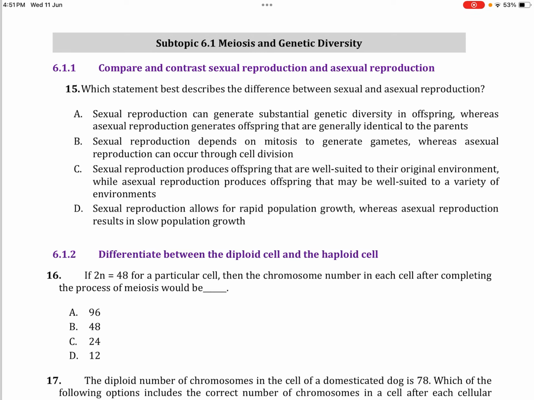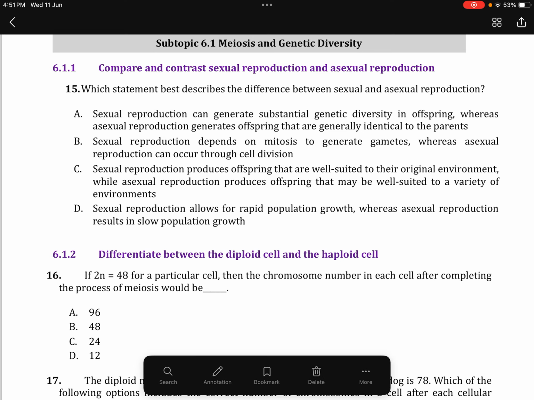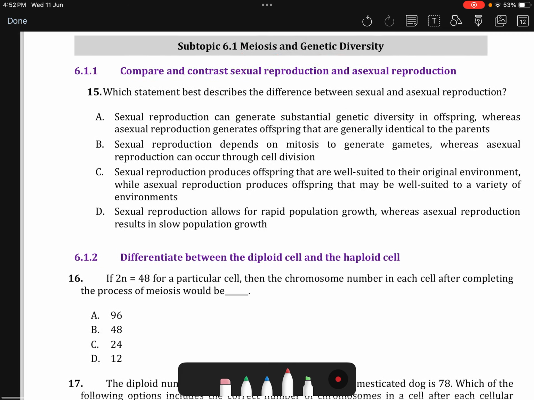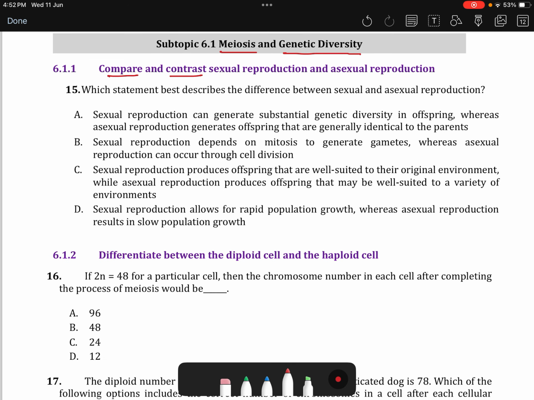And here we are back with term 2 topic 6.1, and it talks about meiosis and genetic diversity. Remember that meiosis is one of the types of cell division in which the chromosome number is reduced to half. Okay, so first KPI: compare and contrast sexual reproduction and asexual reproduction. So we have to compare them to say what's the major difference between them.